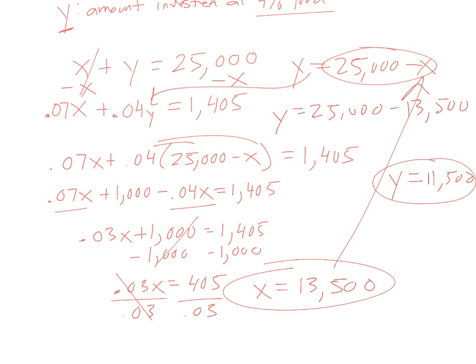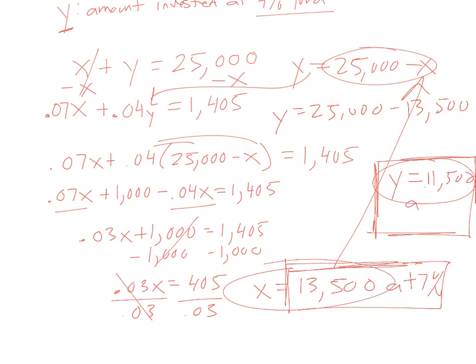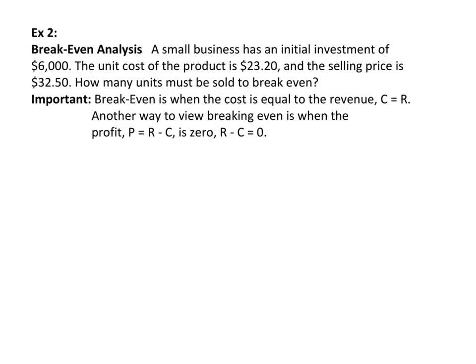Those are my two answers, so I could box these. I'll say 13,500 is invested in the 7% fund and 11,500 at 4%. Okay, let's do another example.